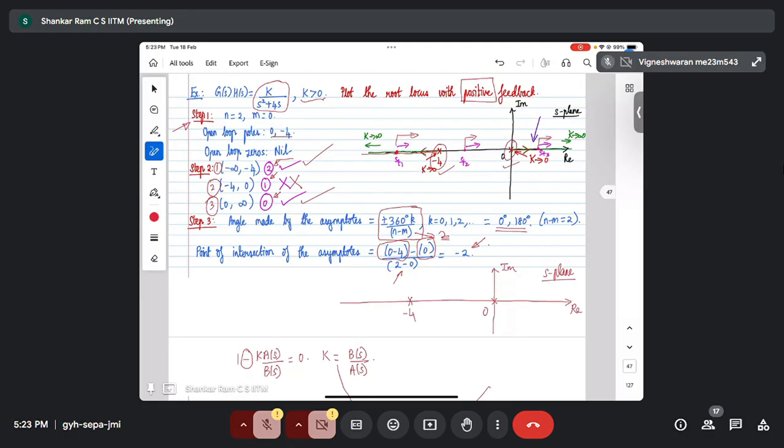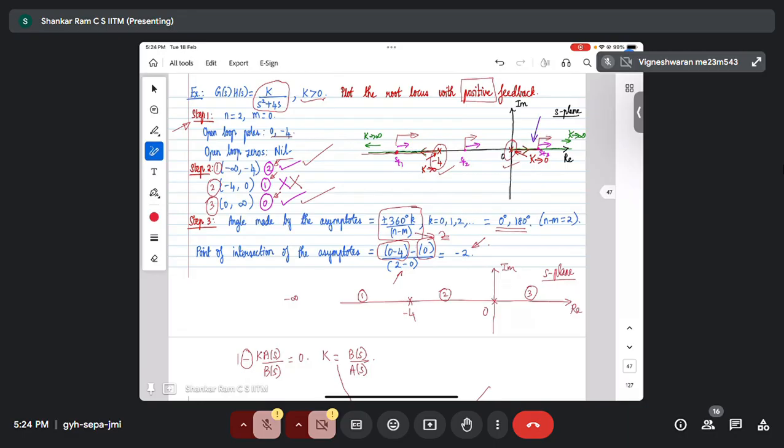Step 2 is used to figure out what portion of the real axis lies on the root locus. For that, you plot all the open loop poles and open loop zeros on the real axis, and they divide the real axis into different regions. Region number 1 is between minus infinity and -4. Region number 2 is between -4 and 0. Region number 3 is between 0 and infinity. These 3 regions remain the same whether it's negative feedback or positive feedback.